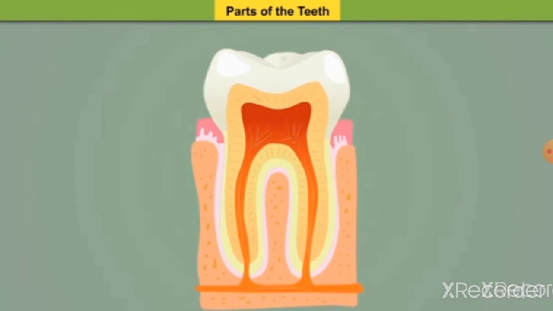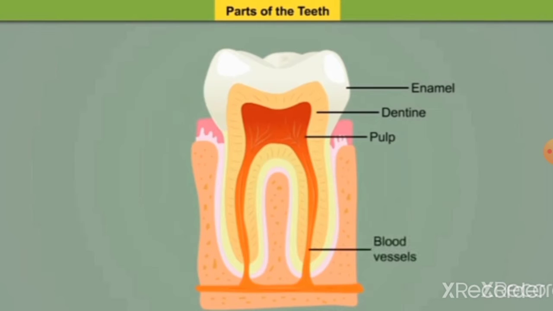The outermost layer of the tooth is white in color and is called the enamel. It is the hardest part of the body and serves the function of protecting the inner part of the tooth. Inside the enamel lies dentine. It is a little less hard than enamel and forms a covering around the most sensitive part of the tooth called pulp.